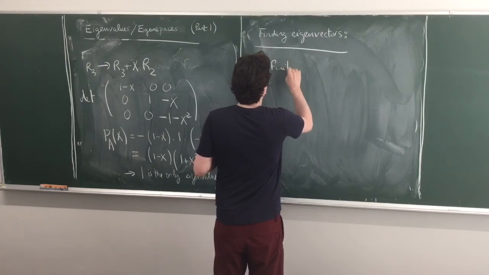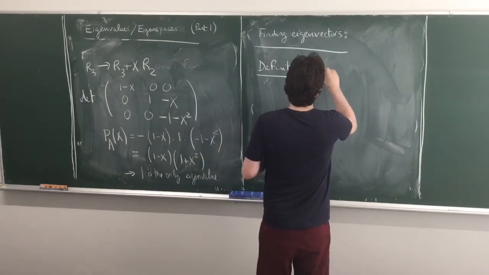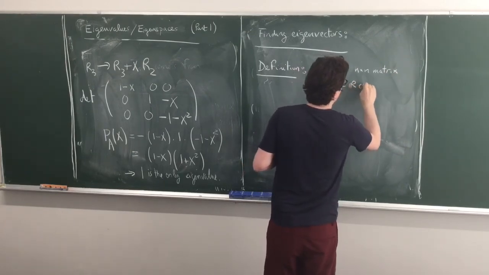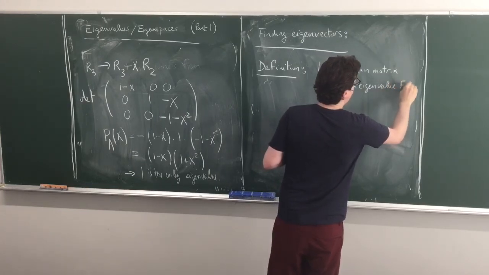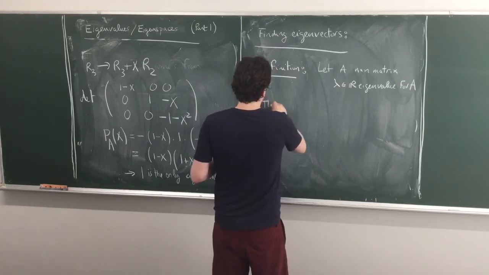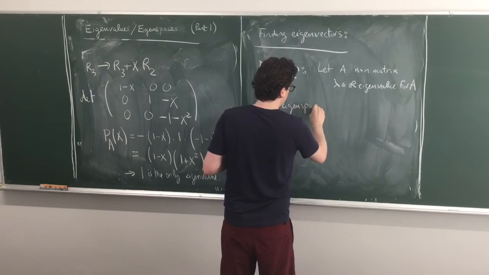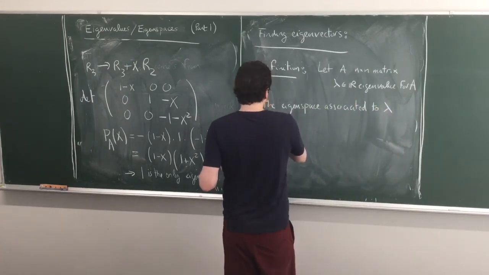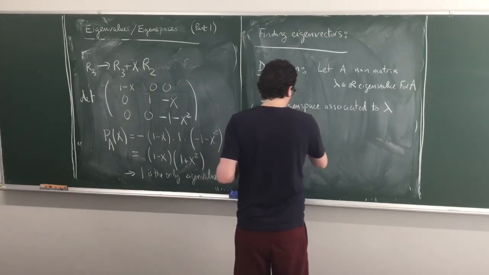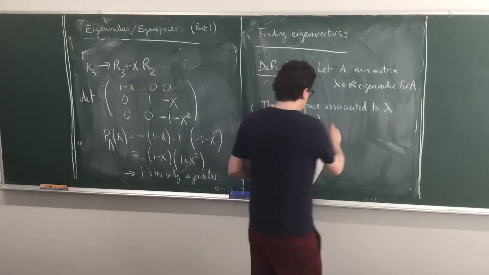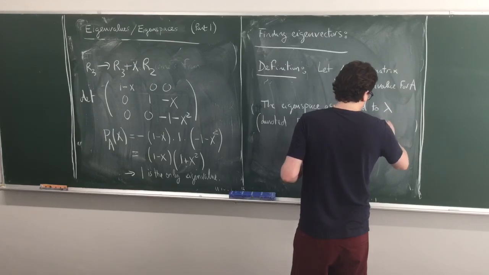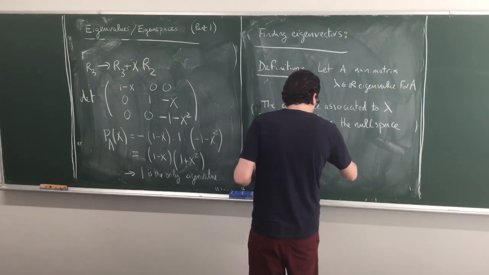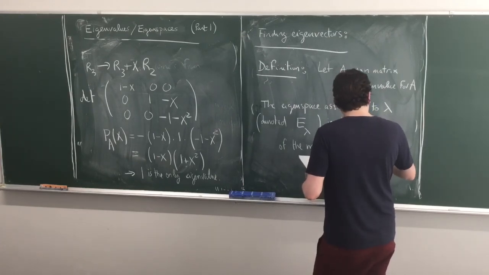Well, let's give a definition. We consider A an n times n matrix, and lambda an eigenvalue for A. Then the eigenspace associated to lambda, for which we will use the notation E lambda, is the null space of the matrix A minus lambda times identity.